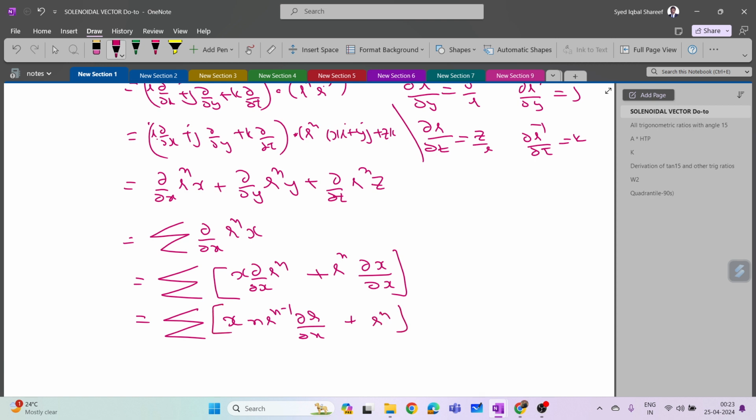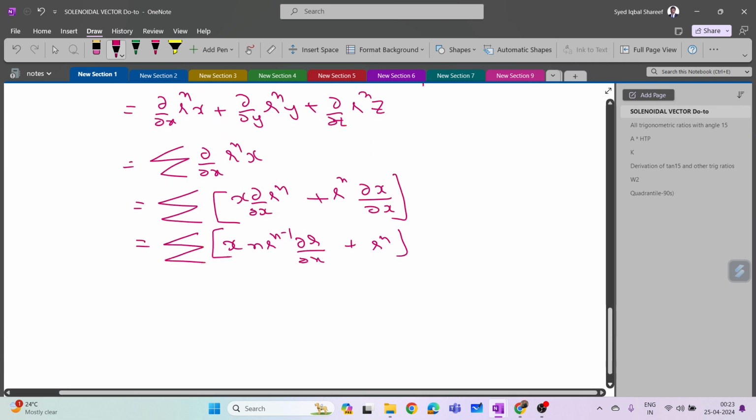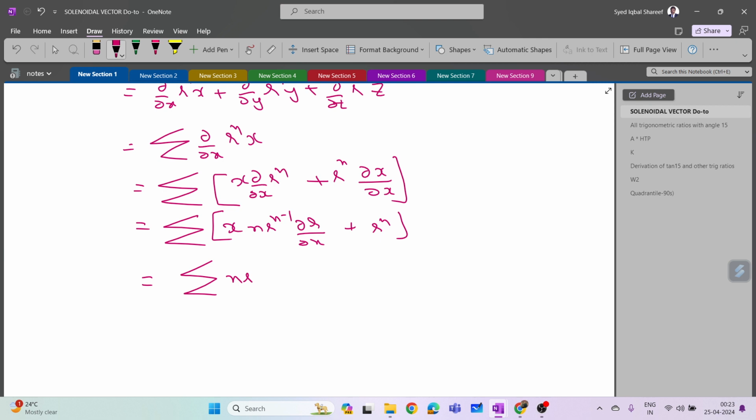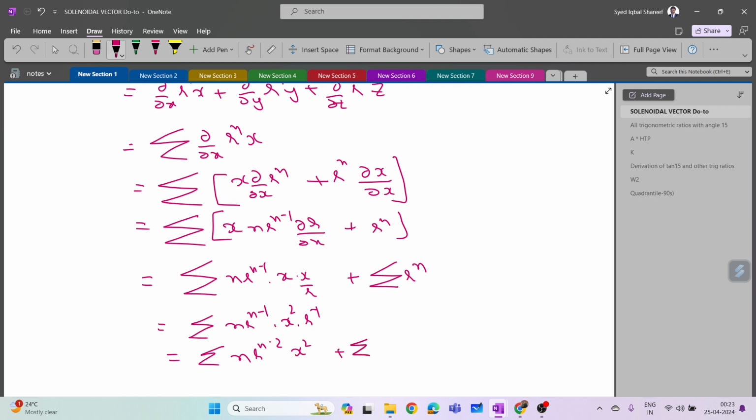See here, just now what we did: ∂r/∂x is x/r. So this is n r^(n-1) x, and ∂r/∂x is x/r. And this is summation, if I take r^n outside, this is n r^(n-1) x² r^(-1). So this is n r^(n-2) summation x² plus summation r^n.